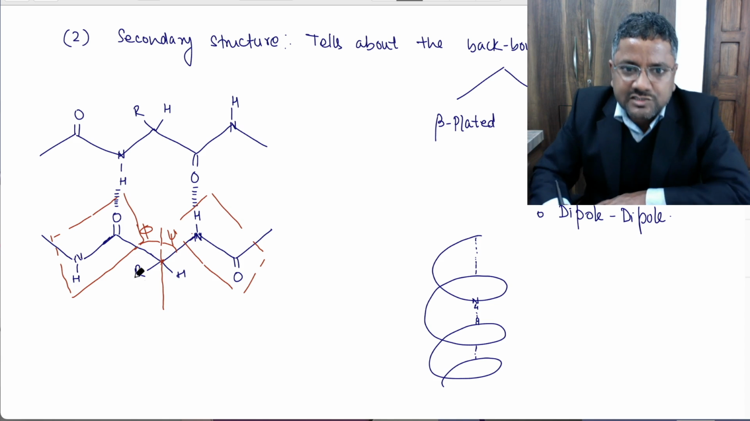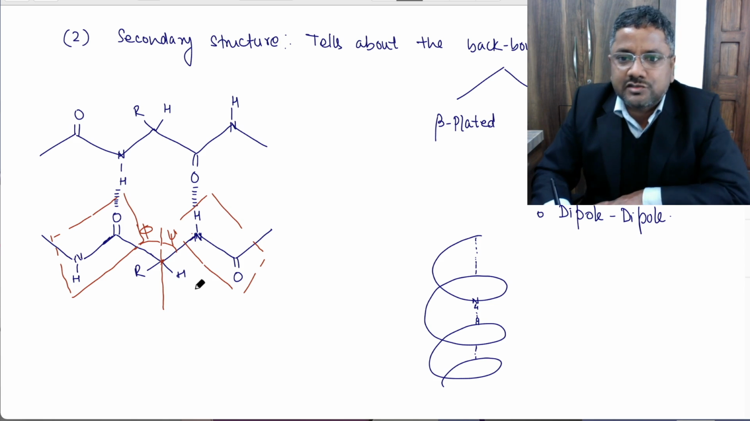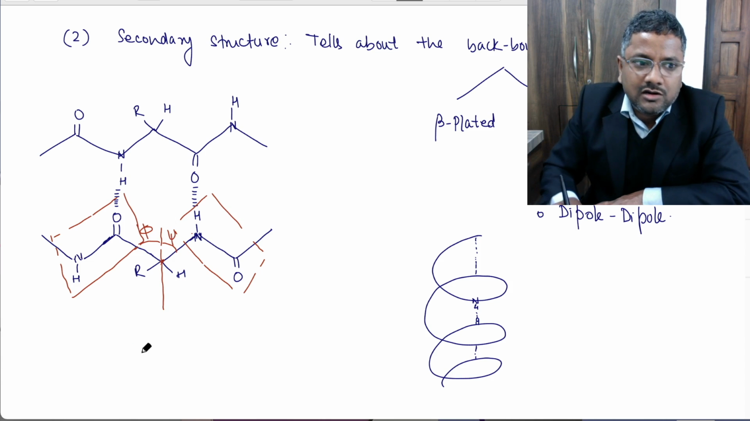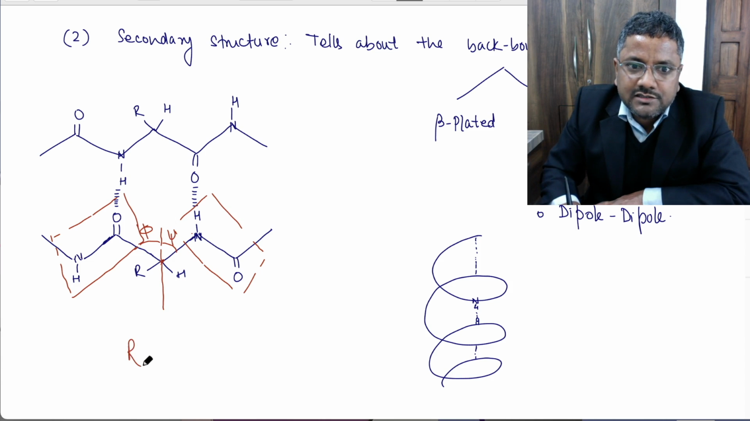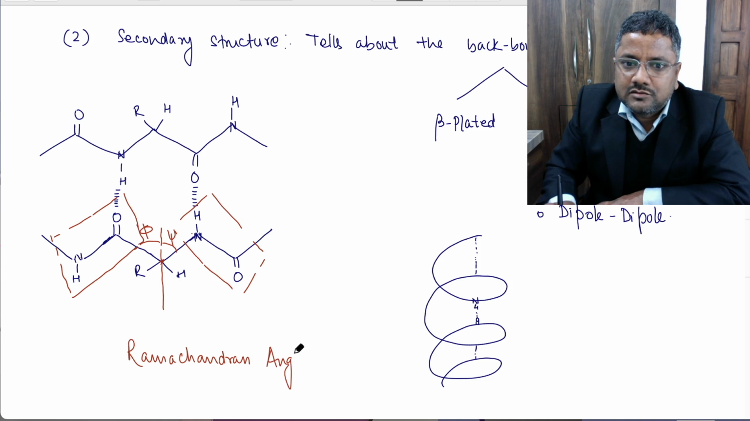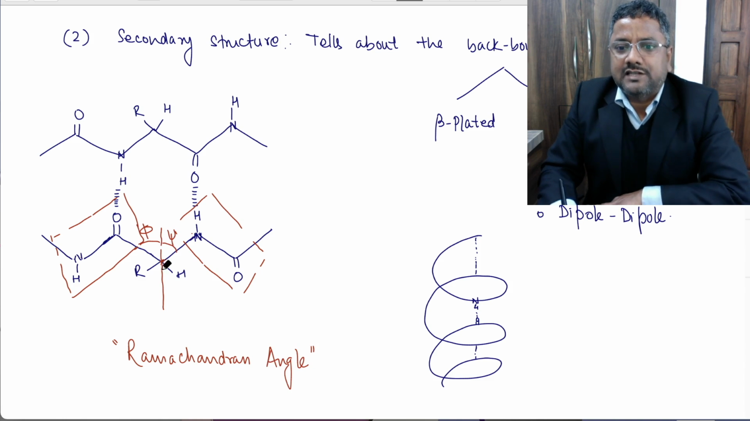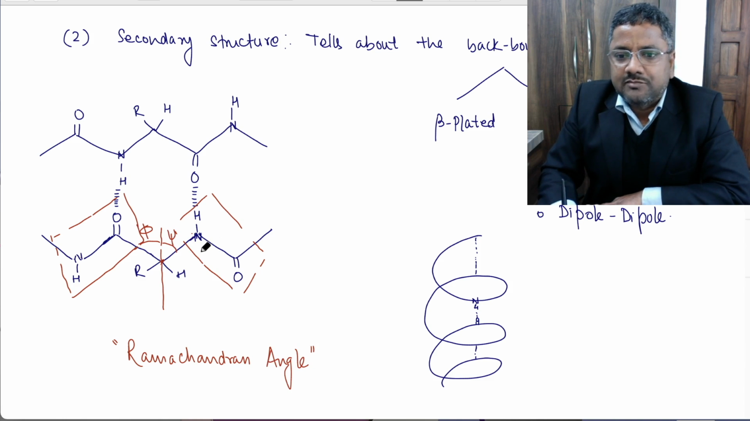And this was first observed by an Indian scientist. The name of that scientist is Ramachandran. So these angles are called Ramachandran angles, right? The angle of the adjacent planes with respect to the sp3 hybridized carbon is called the Ramachandran angle.